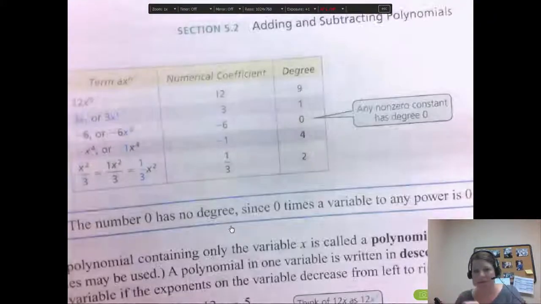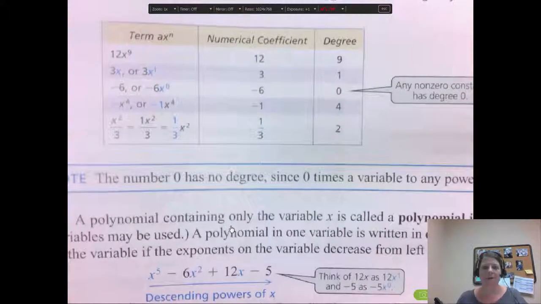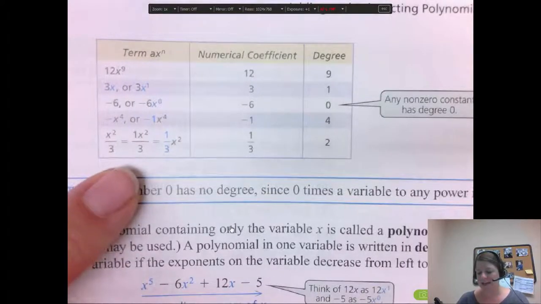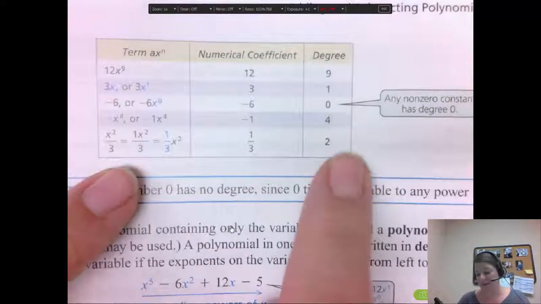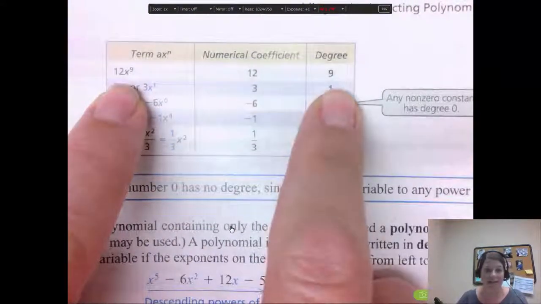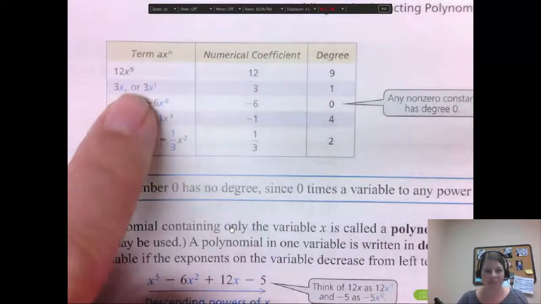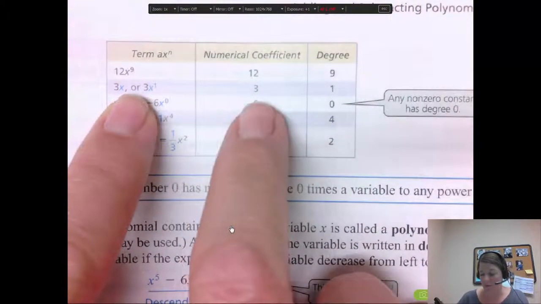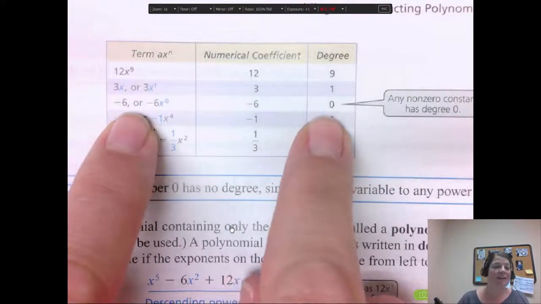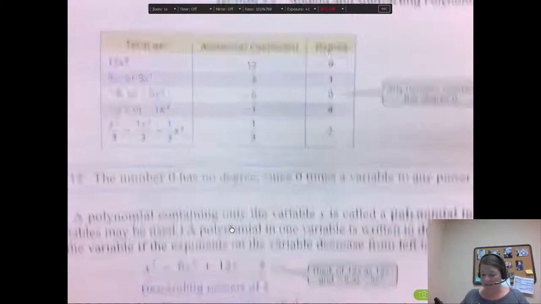Let's look over at this little chart I have in the book here. So here's a chart of different terms and the coefficient and the degree. If we look at just 12x to the ninth, the coefficient's 12, the degree is 9. And if you look at 3x, we kind of looked at one like that. The coefficient's 3, degree is 1. What if you just have a number? Then your degree is 0. Now let's look down.